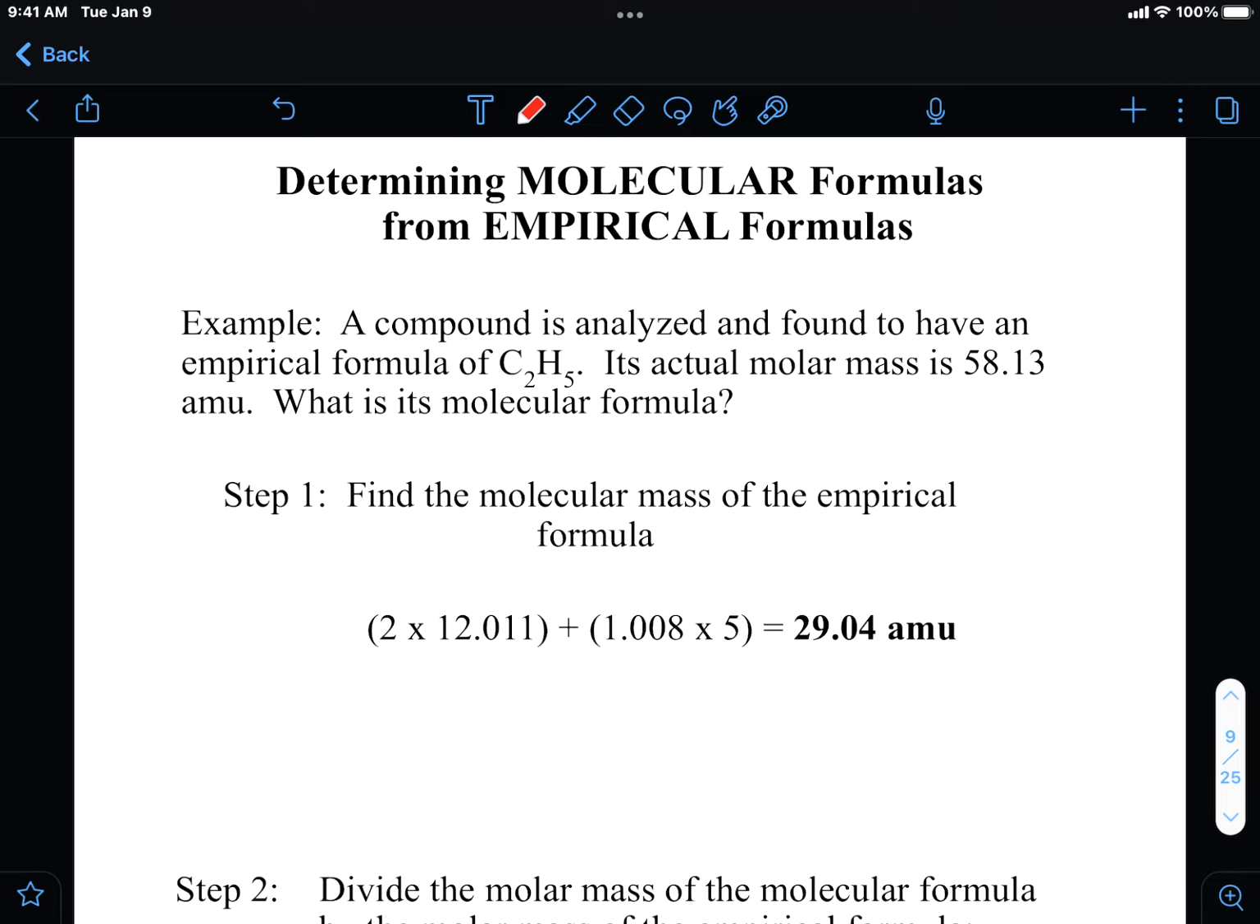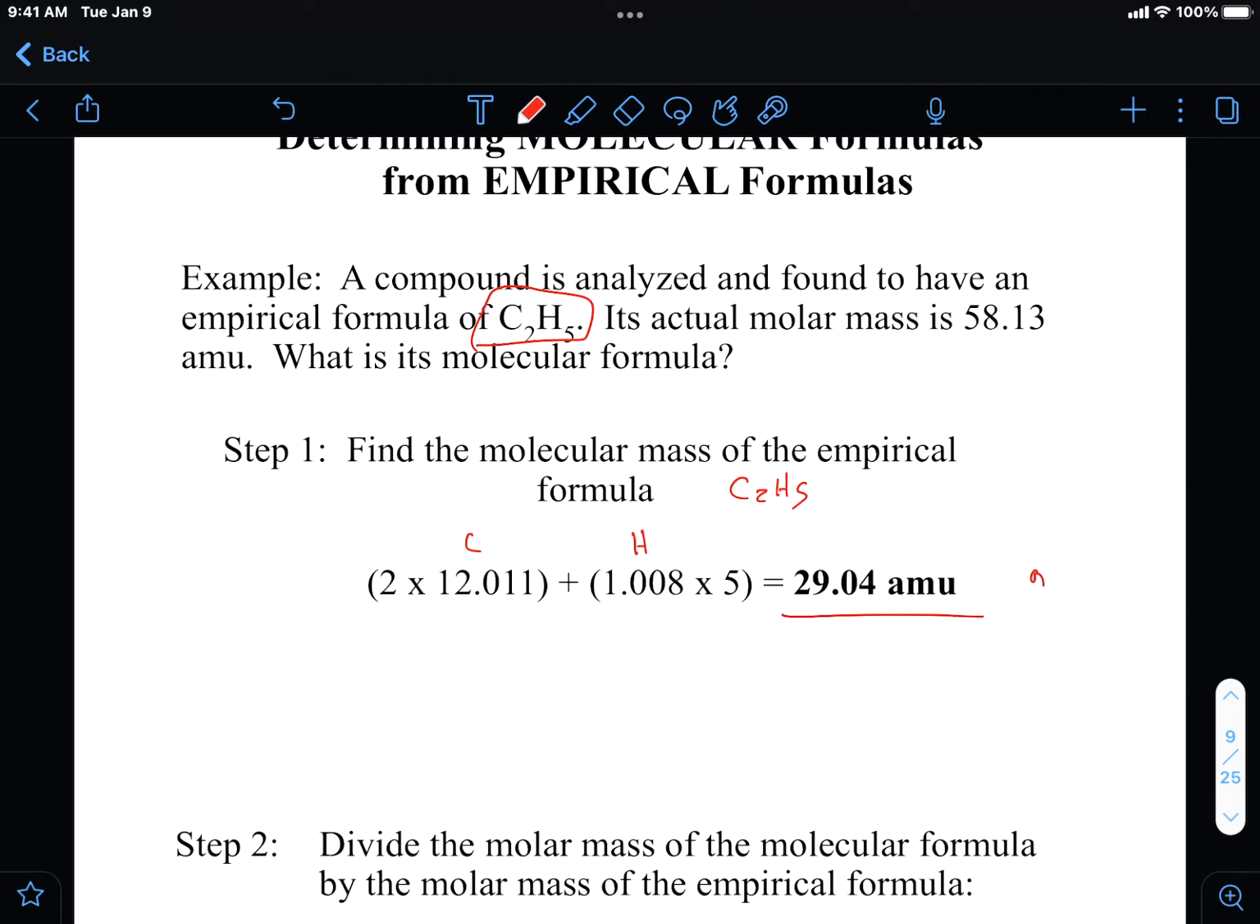So take this example here. We worked out a problem, and we determined that this is the empirical formula, C2H5. Now, the first step is to find the molar mass of the empirical formula, C2H5. So there's 2 carbons and there's 5 hydrogens. So the molar mass of C2H5 is 29.04 AMUs, or I guess in this case, grams per mole. Both units would be acceptable. That's the first step. Find the molar mass of your empirical formula.